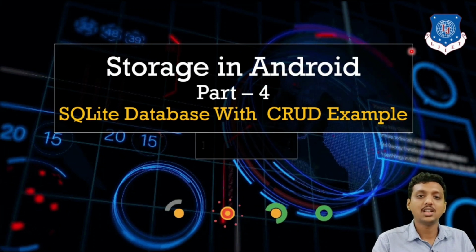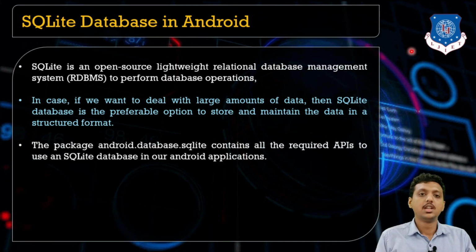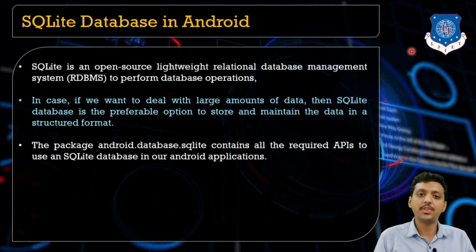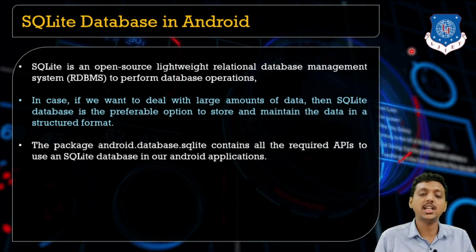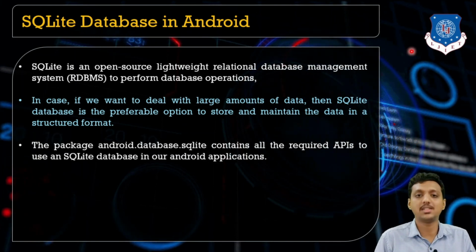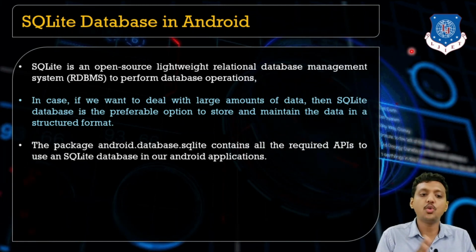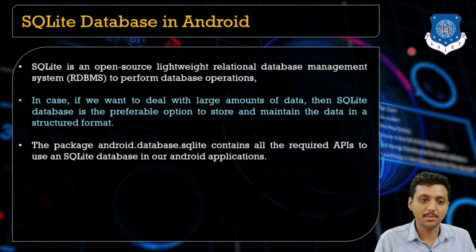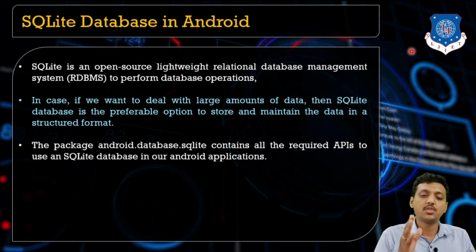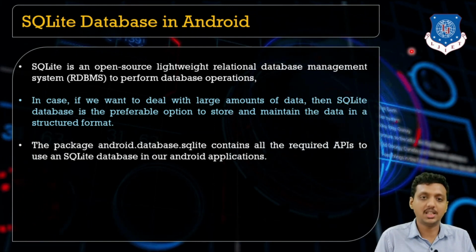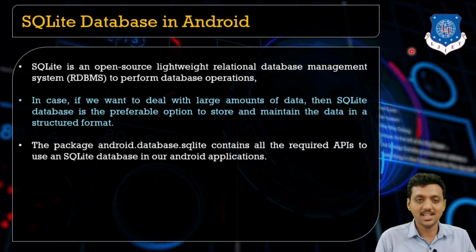So let's start with the understanding of SQLite database. Students, SQLite is a light version of SQL. Why are we talking about it like this? Because SQLite is very lightweight and it is specially made for Android devices only, or I can say smartphone devices only. So SQLite is an open source lightweight relational database which is used to perform database operations. Whenever you want to store some structured data in a smartphone, then you need to go with the database option, or I can say the SQLite database.